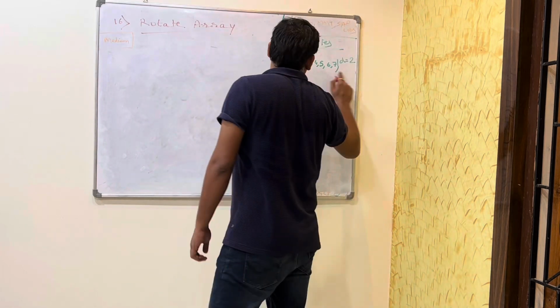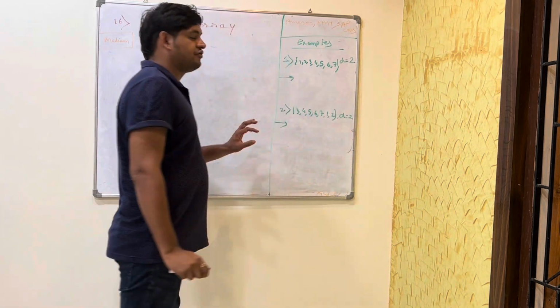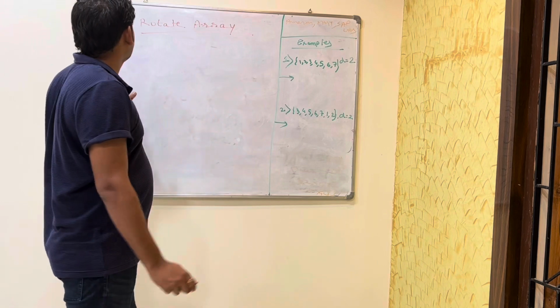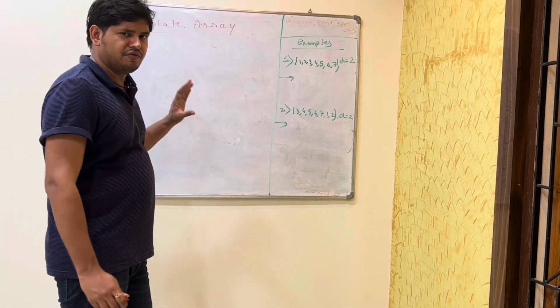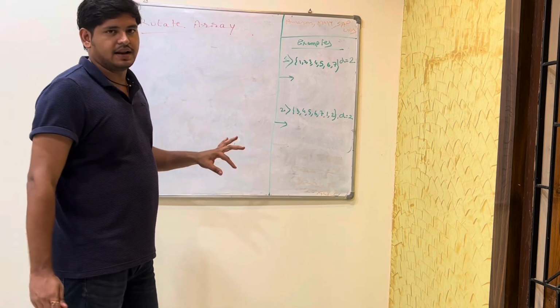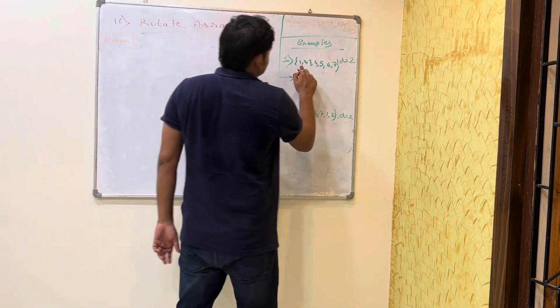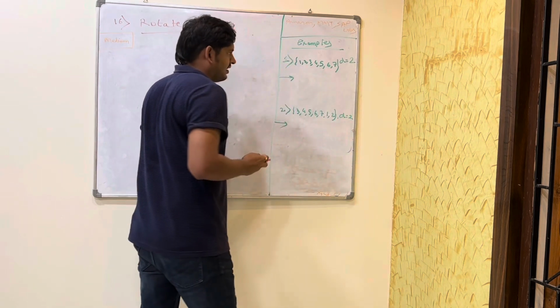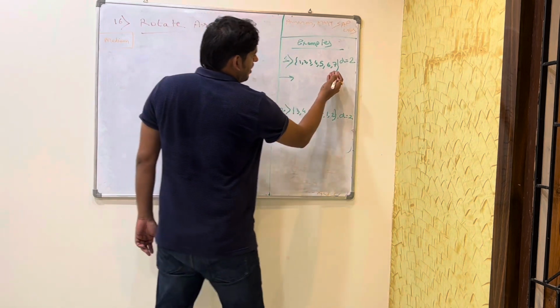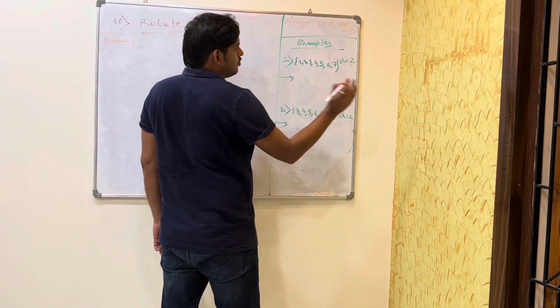So we are given the array and we are given the value by which we are going to rotate the array. In the question we might be asked to left rotate the array or right rotate the array. Let's assume we need to right rotate the array. So this is 1, 2, 3, 4, 5, 6, 7. The given value is 2. We need to rotate it 2 times.